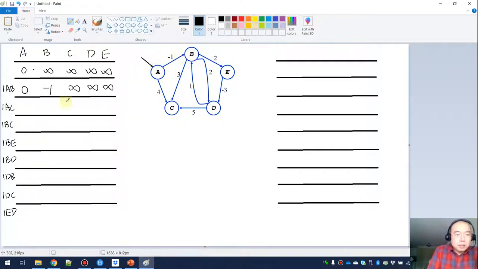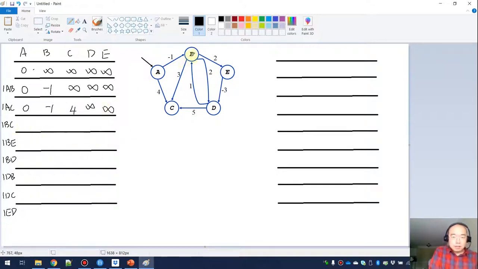So let's continue. For the next one, I'm going to visit AC. AC is 4 here. This means the cost to get to A is 0, and if we take the edge A to C, we can get to C with the cost of 4, right? We don't know how to get to D and E yet, and then we move on.